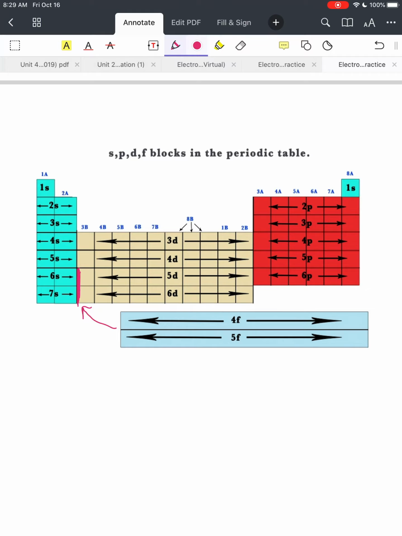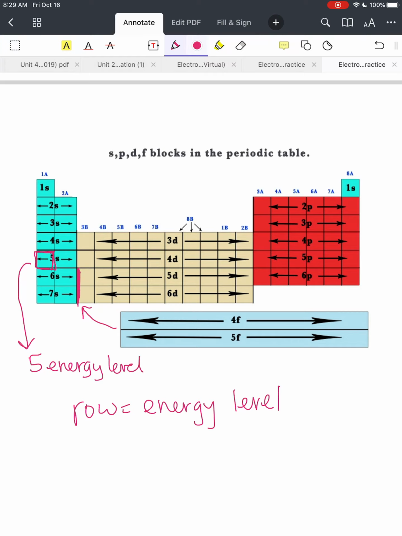Okay, so each row, notice how I have 1, 2, 3, 4, 5, 6, 7. I'm counting from the top down. Each row is an energy level. So if I'm looking at this element right here, this element would have 5 energy levels, because it is on row 5.